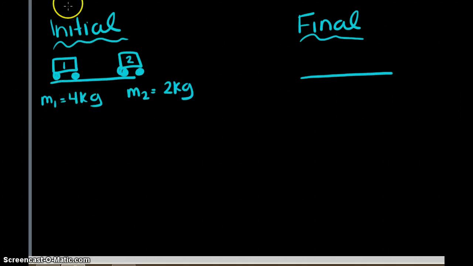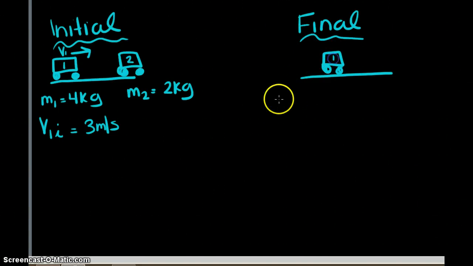In the beginning, cart 1 has a velocity equal to, let's say, 3 meters per second. Now notice here on the velocity I have v subscript 1 i, and the i stands for initial. And when I come over here, I'm not going to write the mass again because the mass is the same. I would have v1 final. So v1 initial and v1 final, and I don't know what it is.